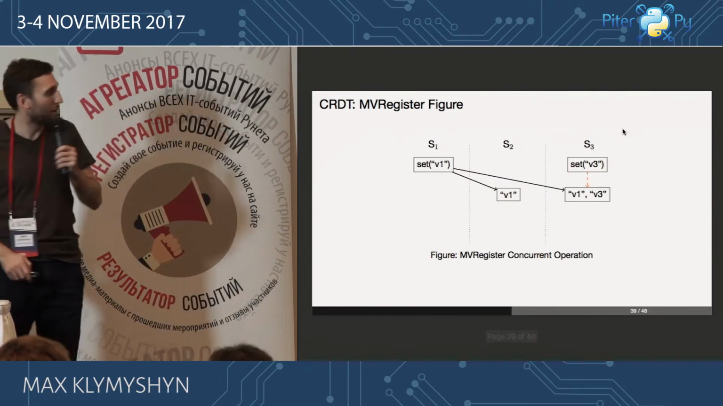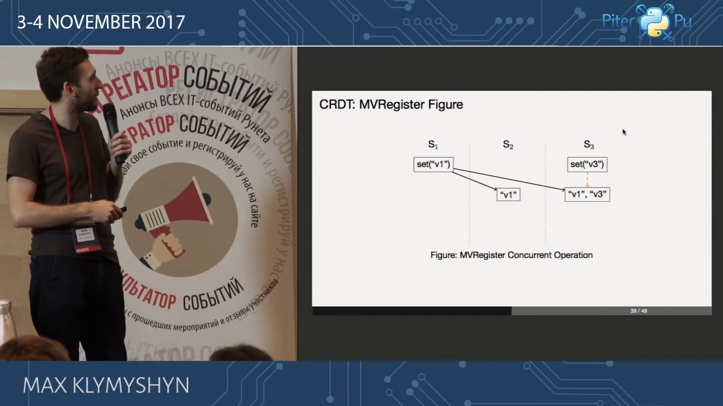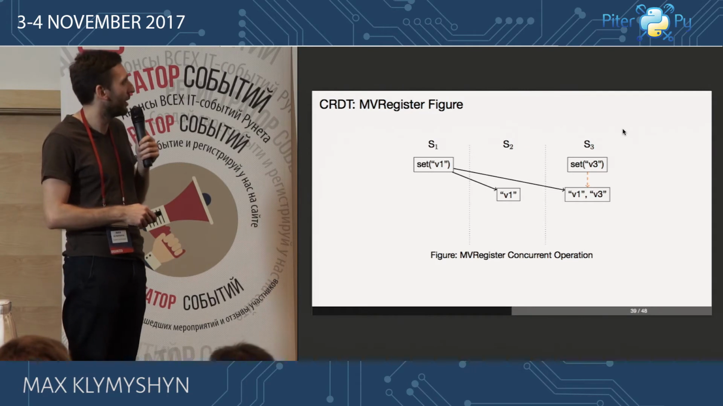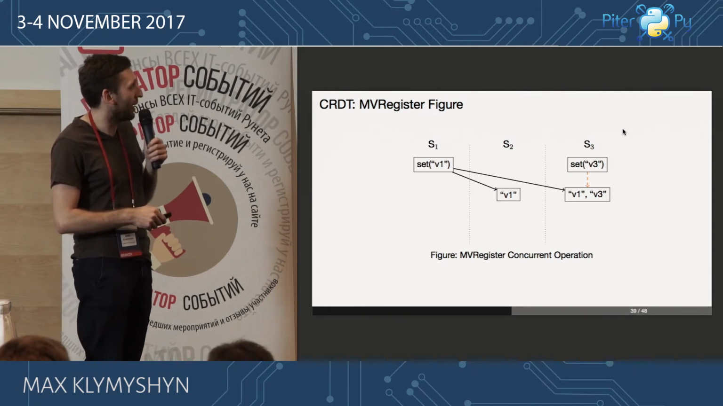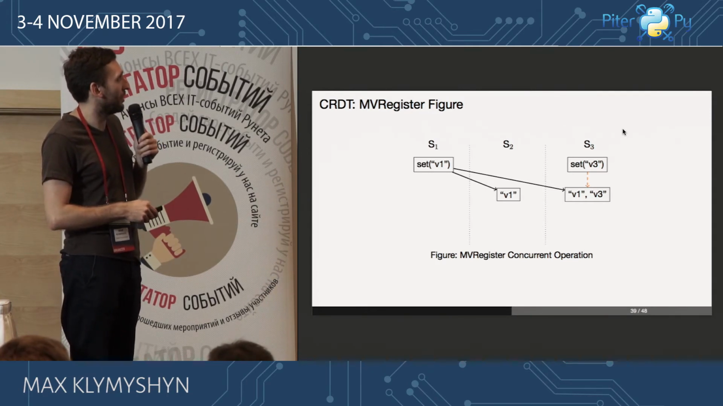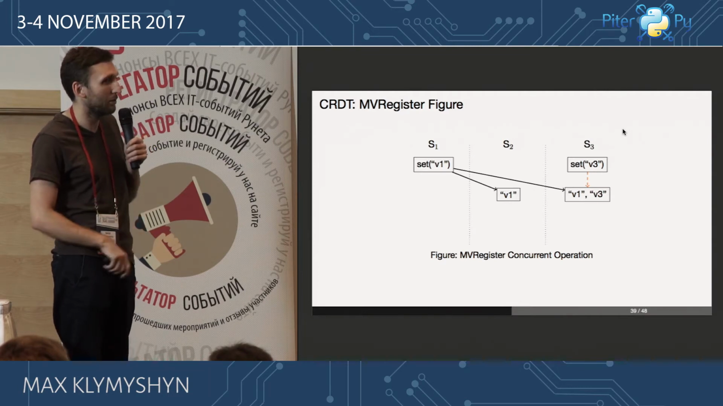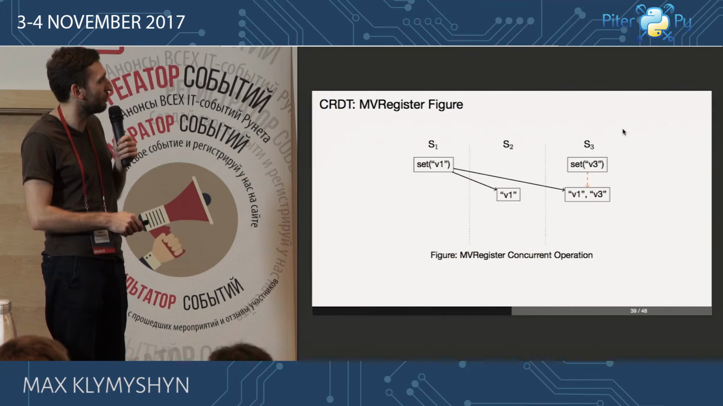And this is a schema of the figure of how it works. So here are concurrent operations. And when I get the replica from S1, I get V1 and V3, and I have not gotten the replica for S2, so S2 sees only the V1 value. Eventually, the value will be the same as here.